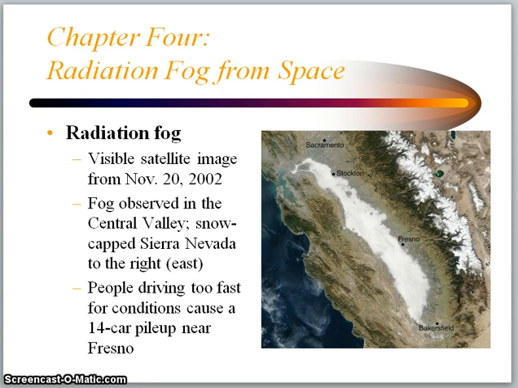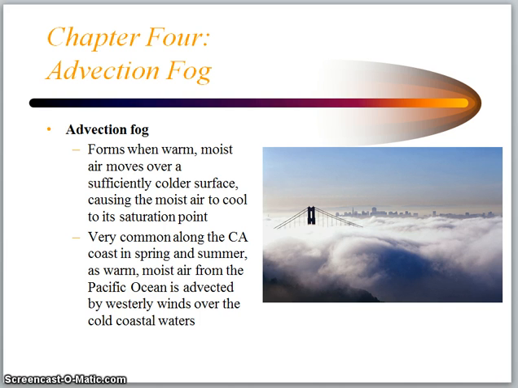On this particular morning, people driving too fast for conditions, in other words, low visibilities occurred, did cause a 14-car pileup near Fresno on this morning, November 20th, 2002. You see those newspaper headlines, fog blamed for accident. No, it's not the fog that's blamed on accident. It's people driving 70 miles an hour when they can't see more than 100 yards. That's what causes accidents in the fog.